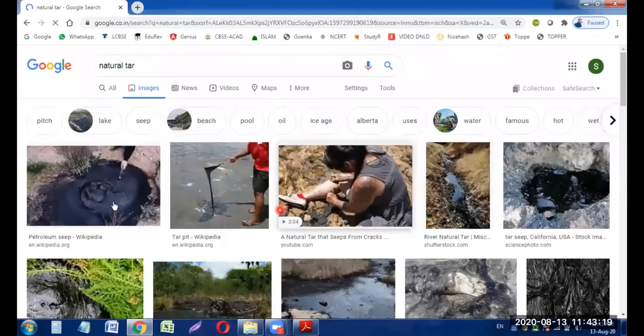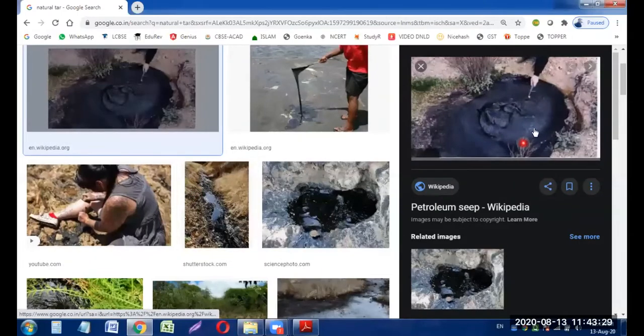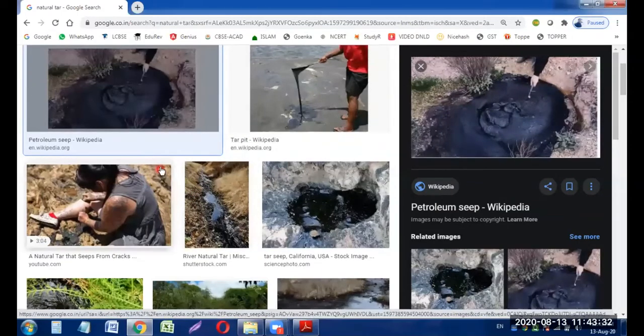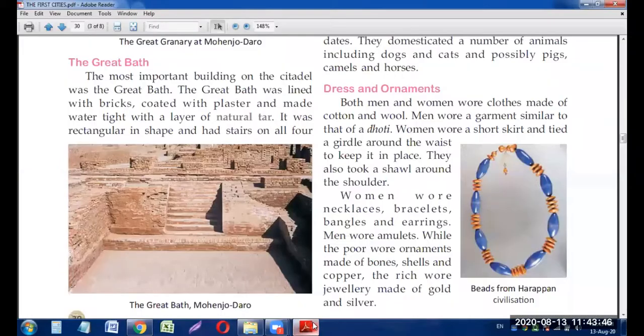You can see in the photograph that this is natural tar, which is found beneath the ground. The people of Mohenjo-daro used this natural tar to make the Great Bath watertight so that the water could not pass through. This is the natural tar you can see here, the black one. That is the natural tar they were using to make the Great Bath watertight so that the water could not pass through those bricks.